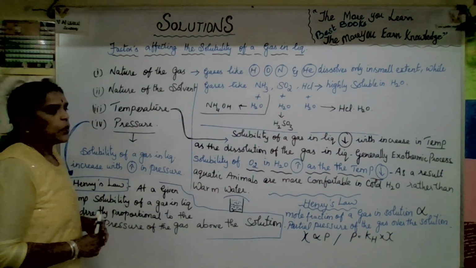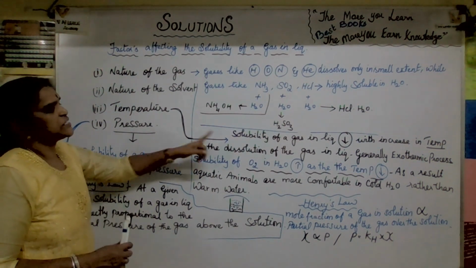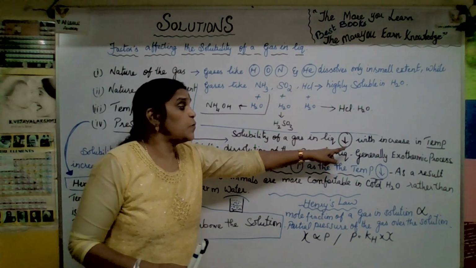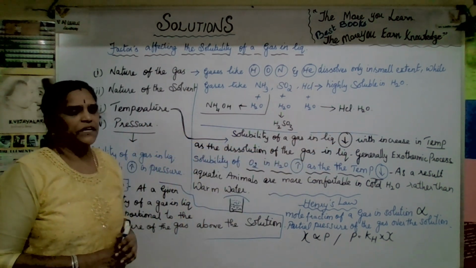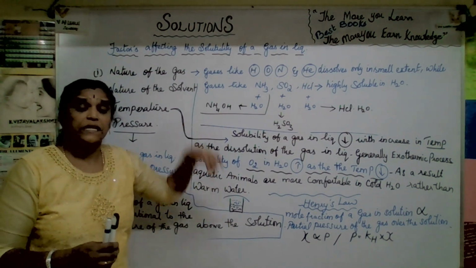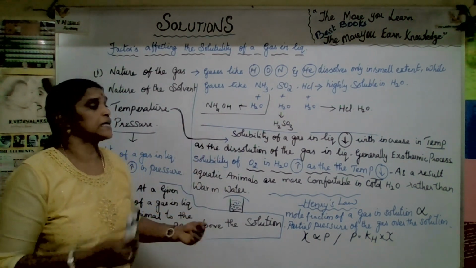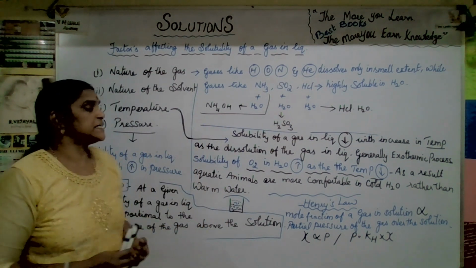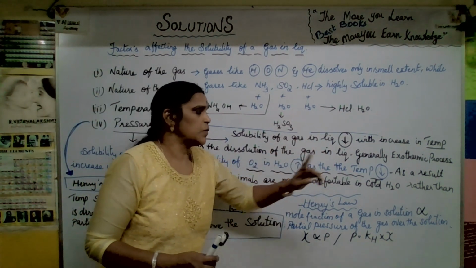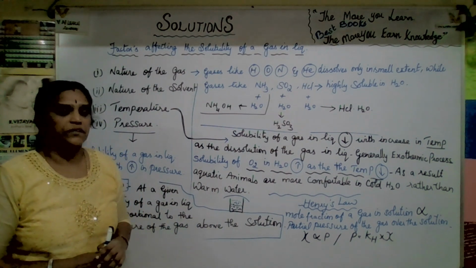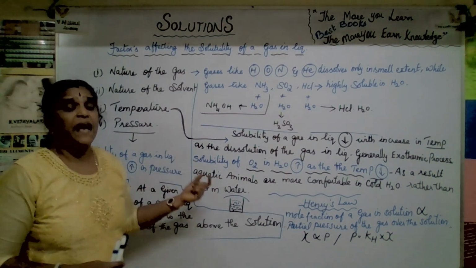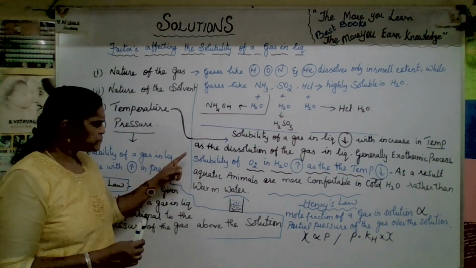gas in liquid. Why? Because the solubility of a gas in liquid decreases with an increase in temperature. The solubility of a gas in liquid decreases with increasing temperature, as the dissolution of a gas in liquid is generally an exothermic process. Now, they may ask this as a give-reason question.